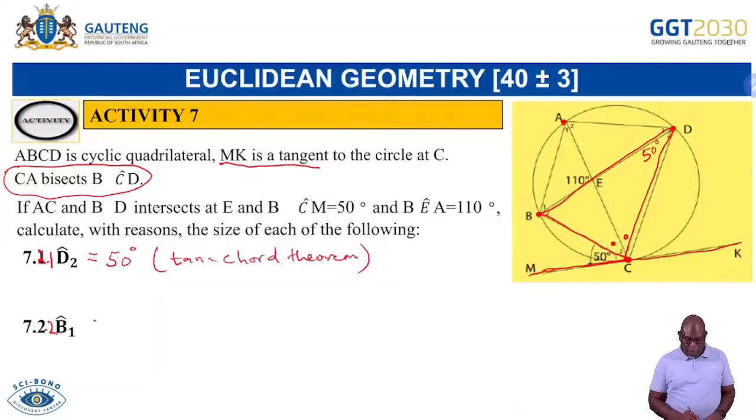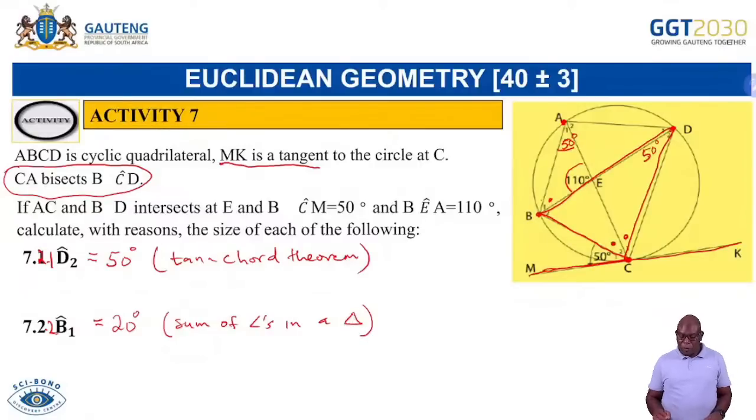Right, B1, how am I going to get B1 now? B1, I know that the angle here is also 50, because there's angle in the same segment. So for me to get B1, I've got 50, I've got 110, so B1 I can get. So B1 can be 20 degrees. The reason will be sum of angles in a triangle.